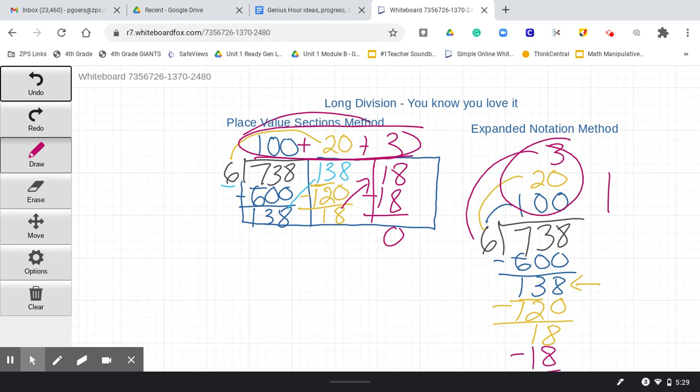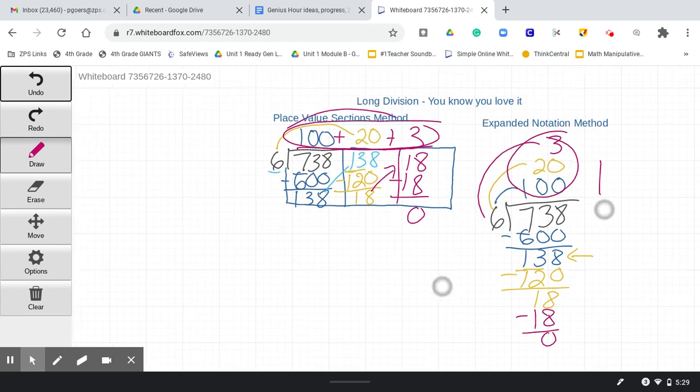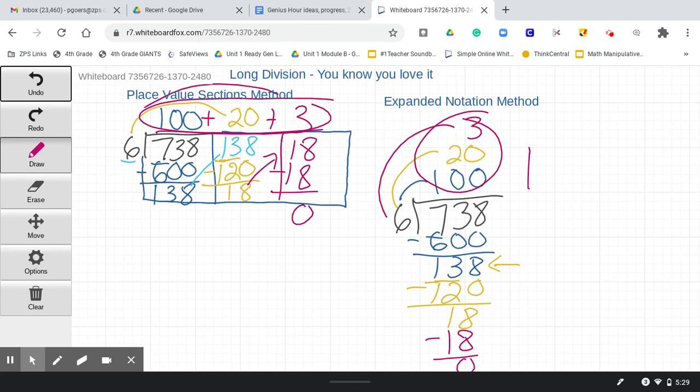Both of these will get you the same answer. One of them is stacked up vertically, and the other one is just spread out horizontally. But it gets us ready to move into the next step on lesson 4 when we talk about the shortcut method, the digit-by-digit method, which is really similar to this expanded notation method, only without the zeros. Okay, I hope it helps.